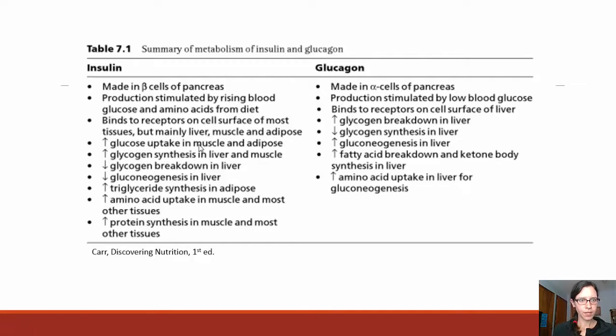And this causes decreased gluconeogenesis in the liver, increased amino acid uptake in the muscle and most other tissues, and increased protein synthesis in the muscle and most other tissues, which makes sense. We've got plenty of amino acids, let's build them into something. When glucagon predominates, such as in the starvation phase, first we know that its production is stimulated by low blood glucose, and we know that it's going to cause increased gluconeogenesis in the liver and increased amino acid uptake in the liver for gluconeogenesis.